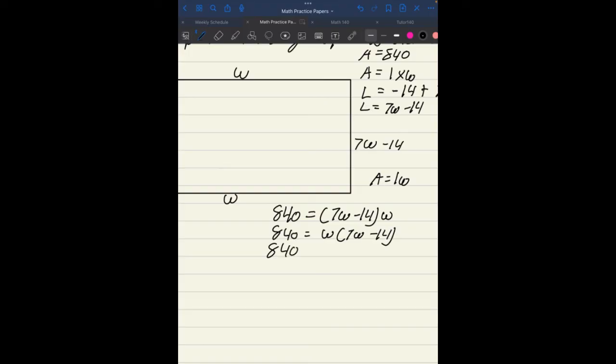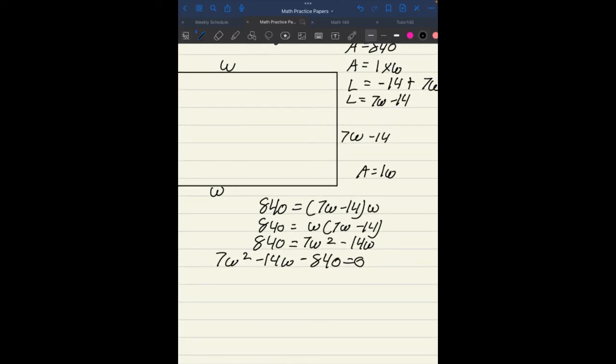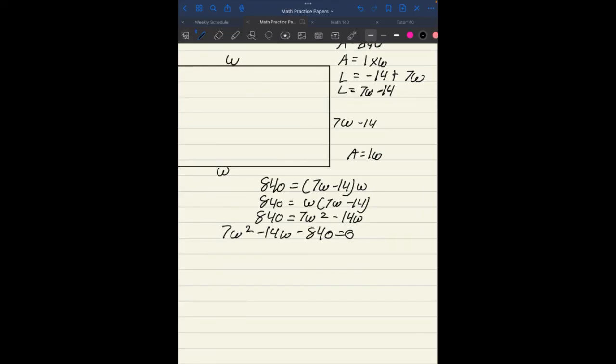So 840 equals w times 7w is 7w squared. w times negative 14, that's negative 14w. Now let's send everything on one side. We can send 840 on this side. So we have 7w squared minus 14w minus 840 is equal to 0, right? So now we're going to solve this. Let's see if 7 could go into 840. 840 divided by 7. Yeah, 7 could go into 840. w squared minus 2w minus 120 is equal to 0.